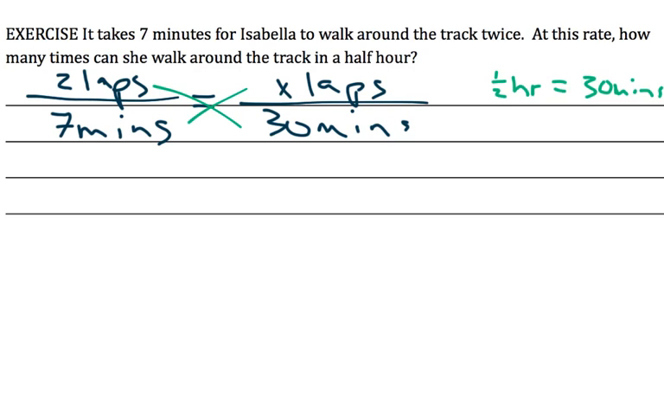So here I am cross-multiplying, and then I'm going to get 7x equals 2 times 30. And now from here on out, I'm going to let you solve it on your own and put the answer. So I'll show the rest of it in about 4 seconds.